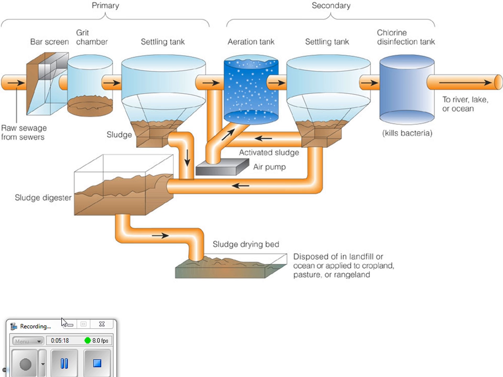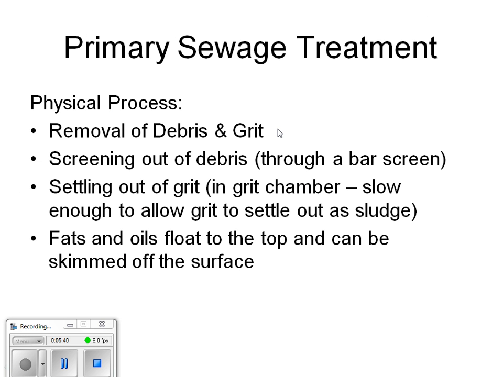So this is a diagram that you can find in your water pollution chapter, and it's an important diagram. I would take a look at it and get to know it because it shows the sequence of events that occur with both primary and secondary treatment. So we're going to tackle these steps one at a time here. So let's start with the primary sewage treatment.